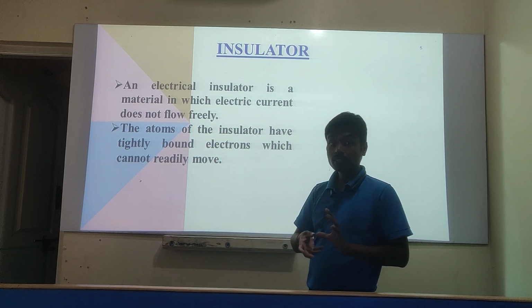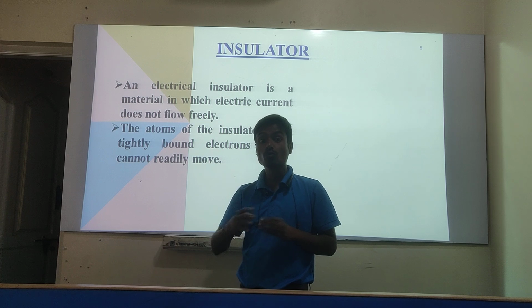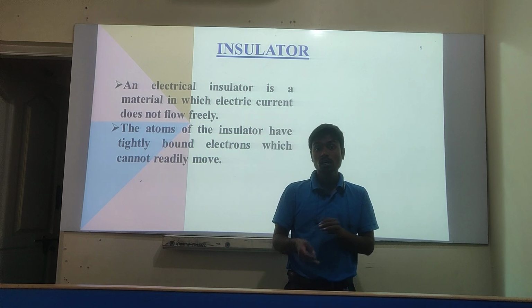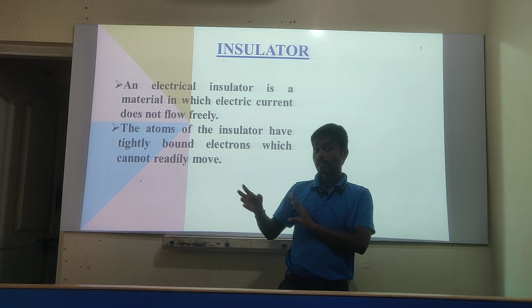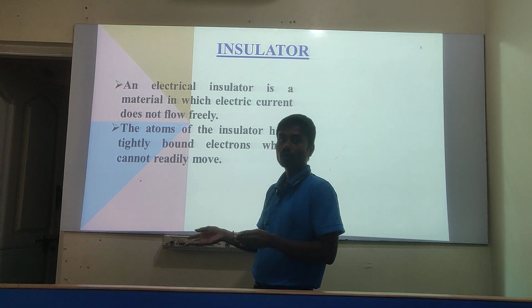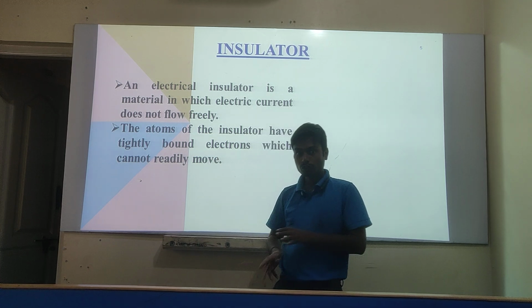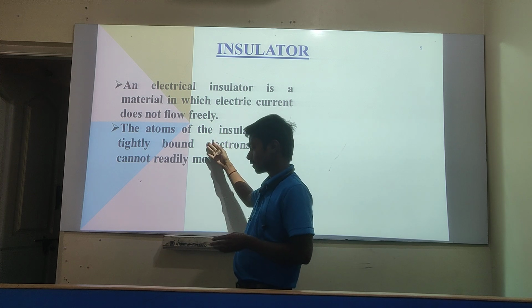If electrons are very tightly bound, they cannot move from one place to another place, from one atom to another atom. That's why in an insulator, electrons are very tightly packed. They cannot move out, they cannot jump out. So electricity will not flow in the insulator.